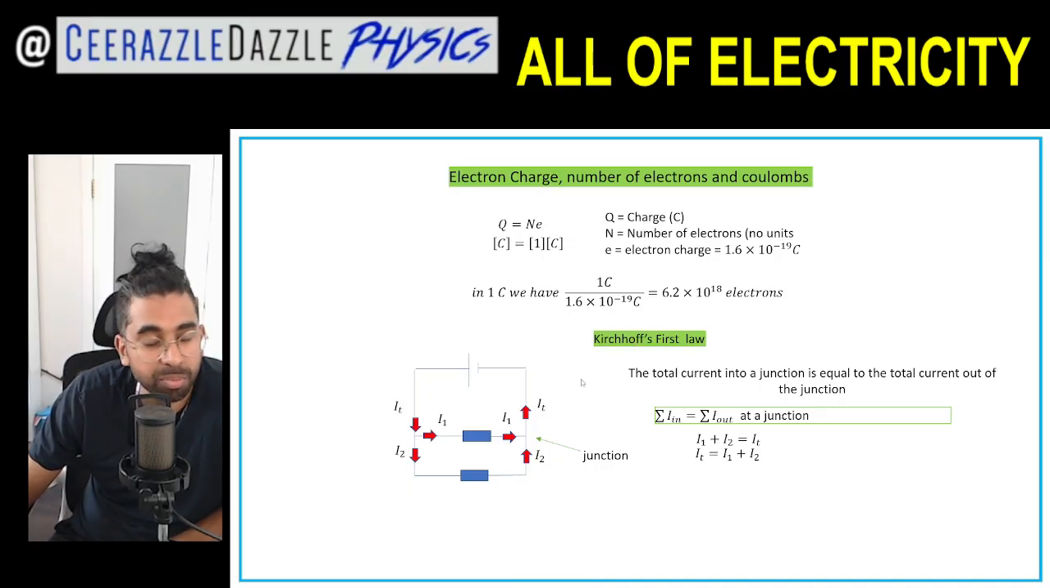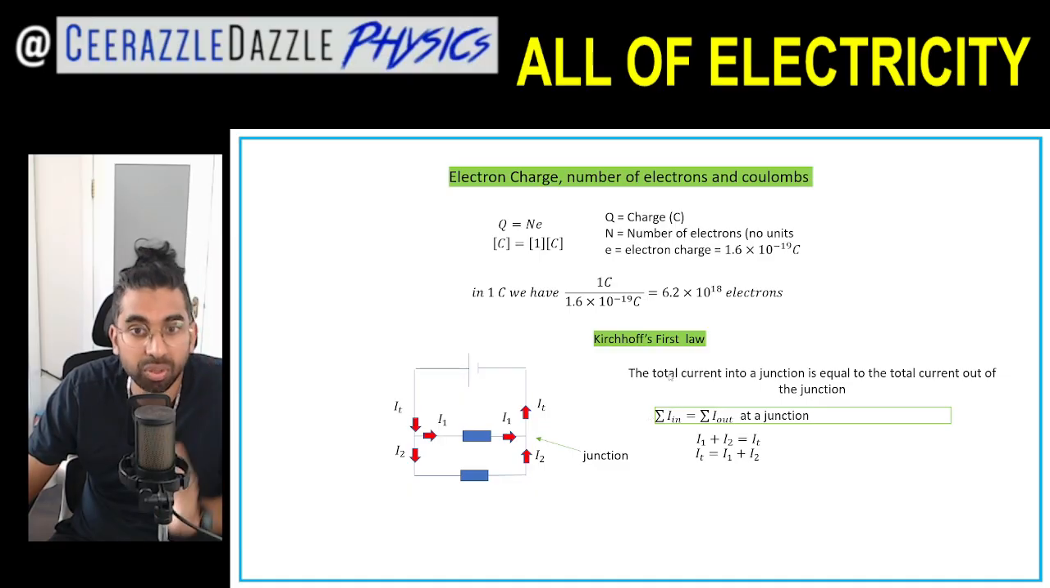Kirchhoff's first law talks about the current in a circuit, especially at the junctions. The total current into a junction, which is a split in the circuit, is equal to the total current out. So sigma the current in is equal to sigma the current out. So the total current in is equal to total current out at the junction over here.